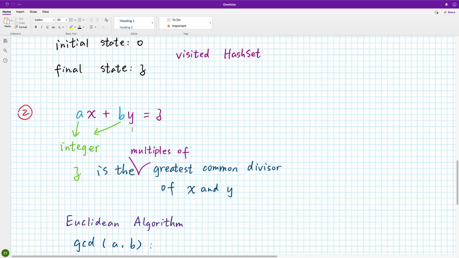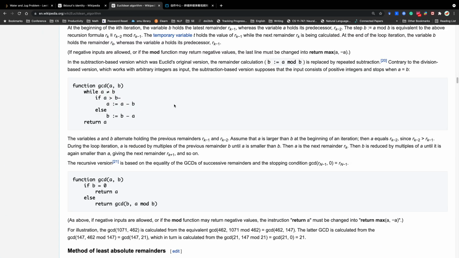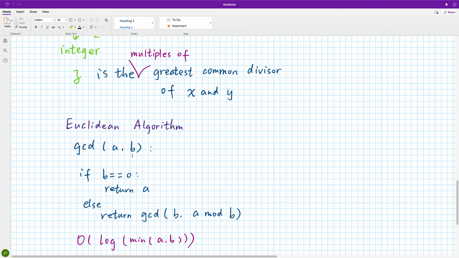In this example, x and y are the capacities of the two jugs, and z is our target capacity. We should make it work, so a and b should be integers. It converts the question to checking whether z is a multiple of the GCD of x and y. So how do we get the GCD? We should use the Euclidean algorithm. This is the pseudocode. If we want to get the GCD of a and b, if b equals 0, this is the base case, and we return a. Otherwise, we return GCD of b and a modulo b.